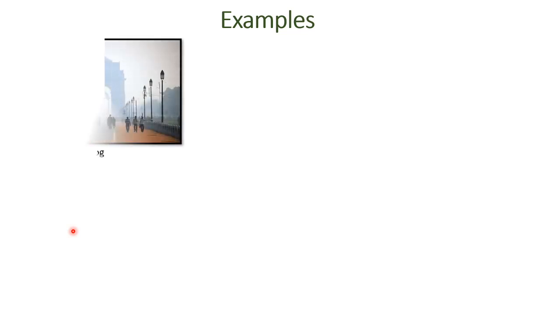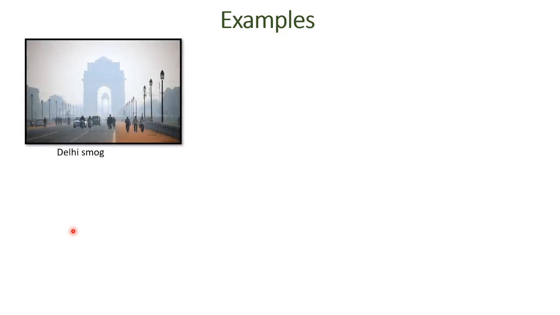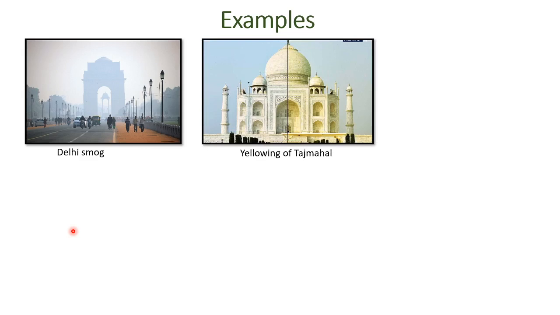Let us take some very recent examples that we are facing on a daily basis due to climate change. First is the smog in Delhi. Delhi smog, as we know, is the polluted air that is present all over Delhi. Many reasons have been attributed to it, some of which are burning of agricultural land, piling of wastes, and a huge number of industries. Another example is the yellowing of the Taj Mahal. The Taj Mahal is yellowing due to sulfur dioxide gas released by a refinery industry nearby in Mathura.